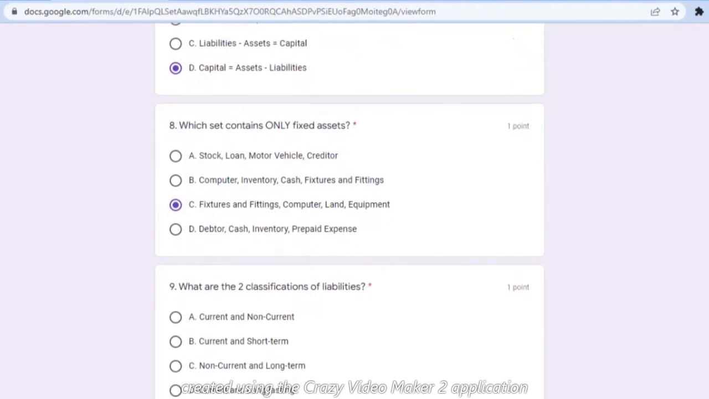All right, number 9. What are the 2 classifications of liabilities? How do we classify liabilities? It's simple. Current and non-current, right?